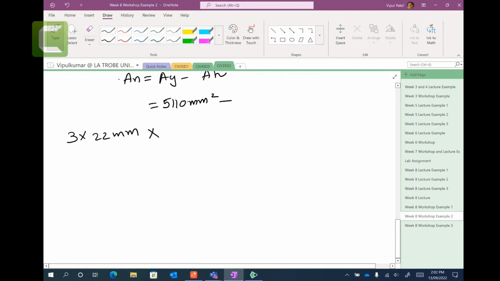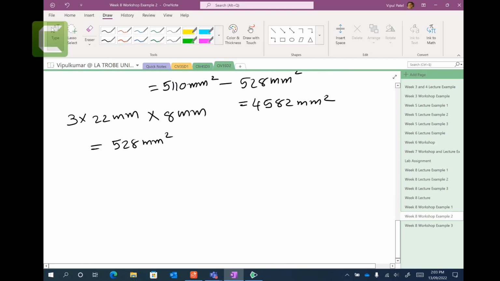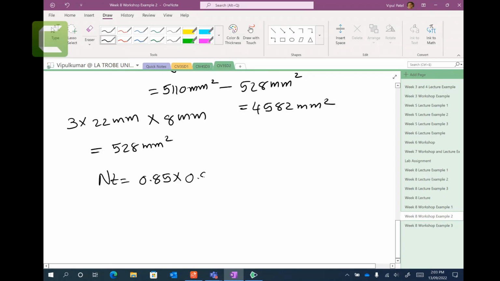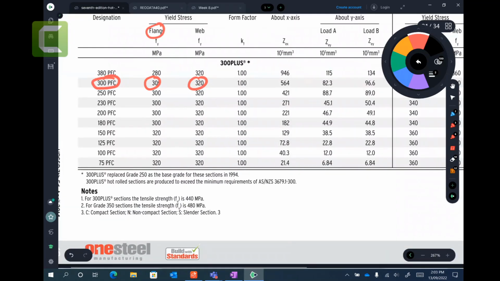So 8 millimeters gives me 3 times 22 times 8, which is 528 millimeters square. Net area is 5110 minus 528, you get 4582 millimeters square. Net area done. I think we are almost there. 0.85, net area 4582 millimeters square, fracture f_u, 300 plus 440.